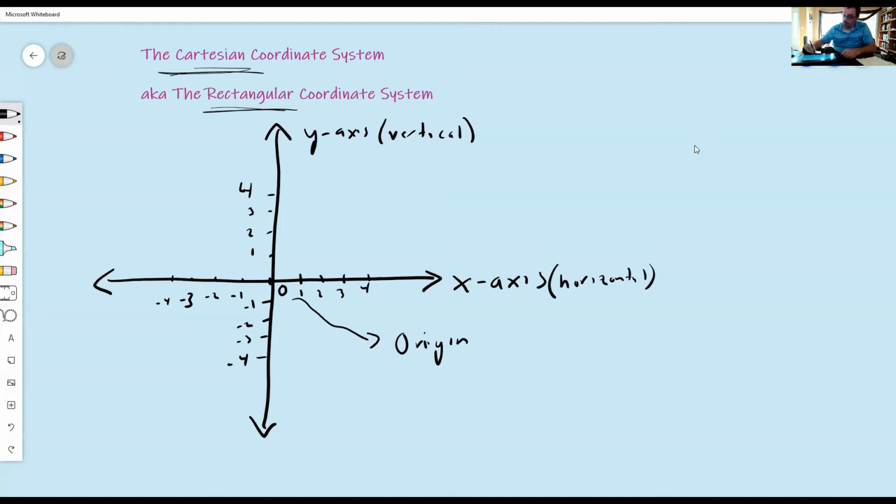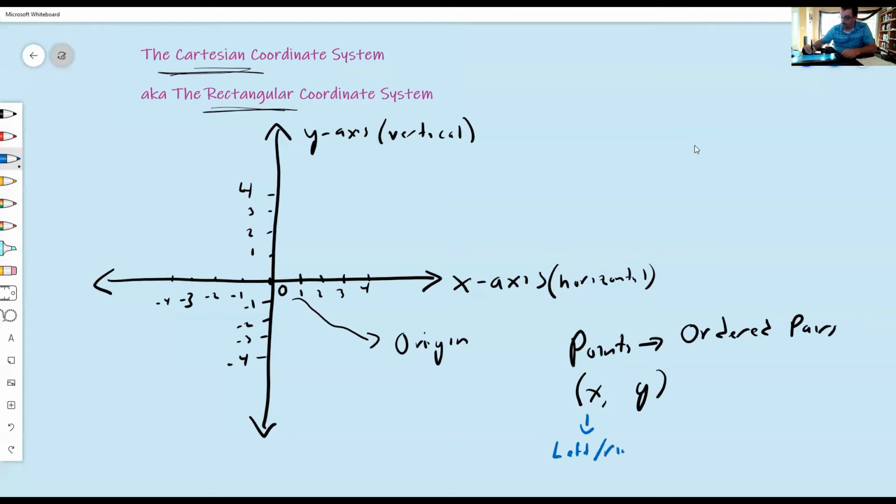So, points, probably better referred to as ordered pairs, look like x, then y. X shows left to right movement. The y shows up and down movement.